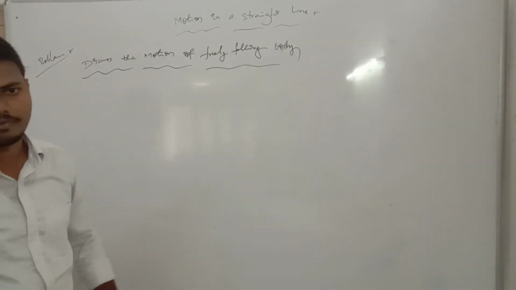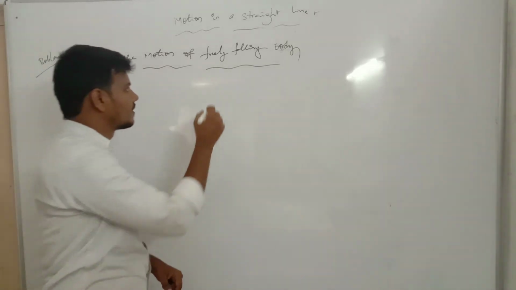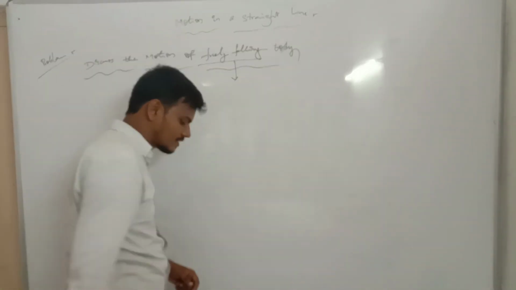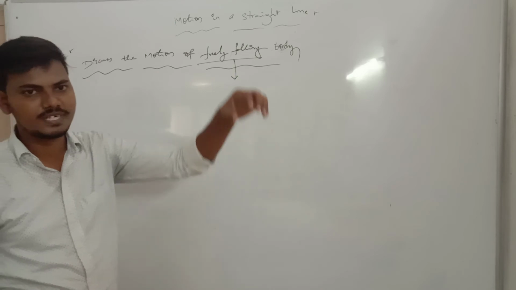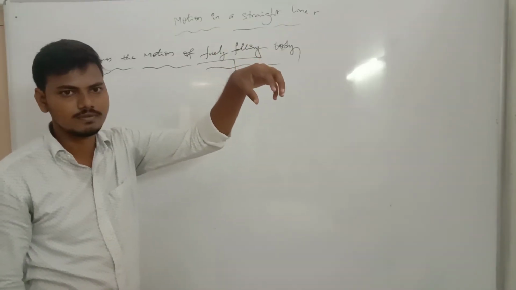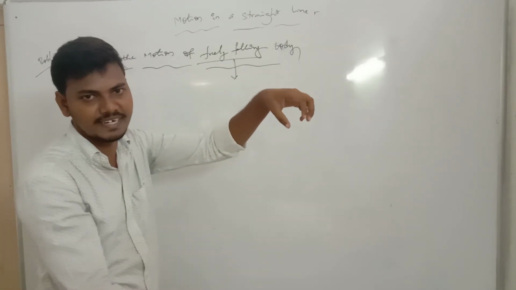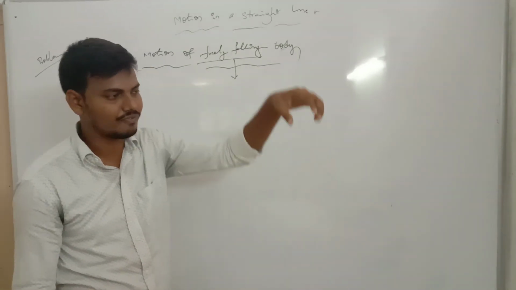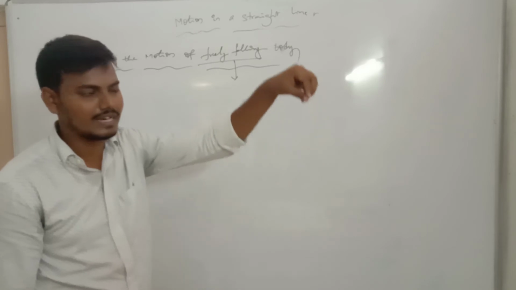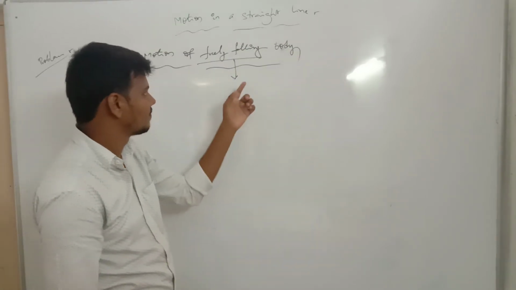Discuss the motion of a freely falling body. But what is a freely falling body? Freely falling means when an object is thrown in the vertically downward direction. Okay, freely moving in the vertical direction. Now this is the freely falling body.